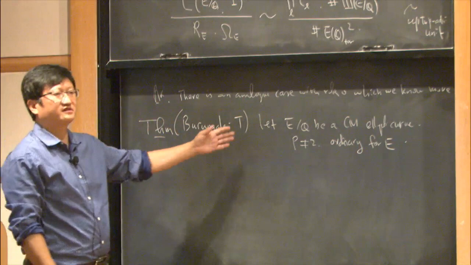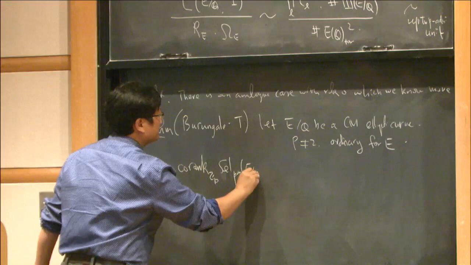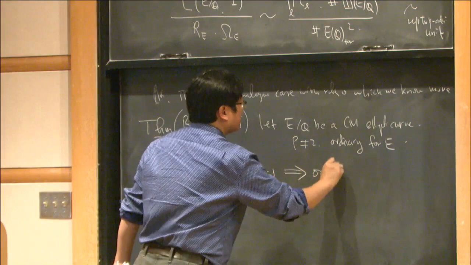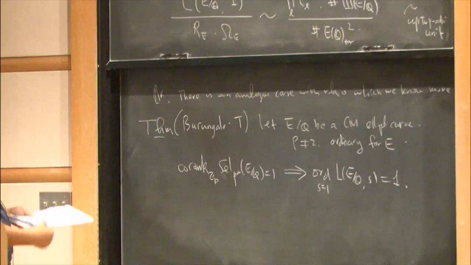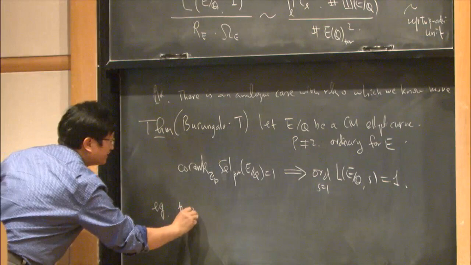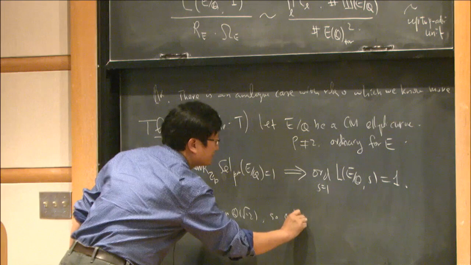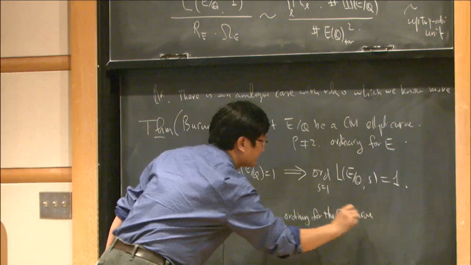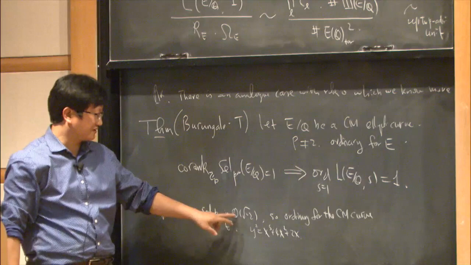Then the corank of the Selmer group of E over Q equals 1 implies the complex L-series of E at the central point has order 1. For example, p equals 3 splits in Q adjoin square root of -2, so it is ordinary for the CM curve E, for example y squared equals x cubed plus 4x squared plus 2x, which has CM by this field. Now, there is a conjecture of Goldfeld.